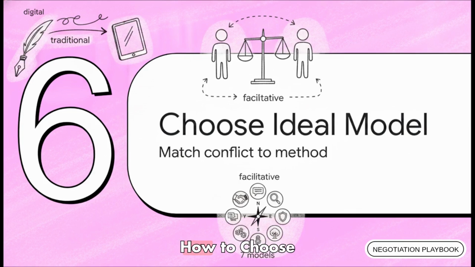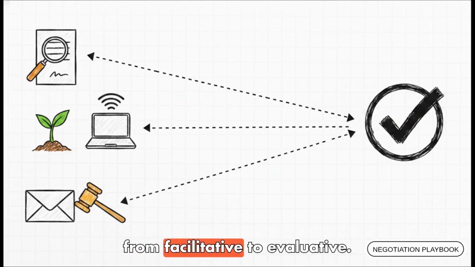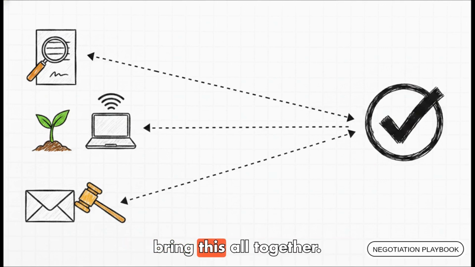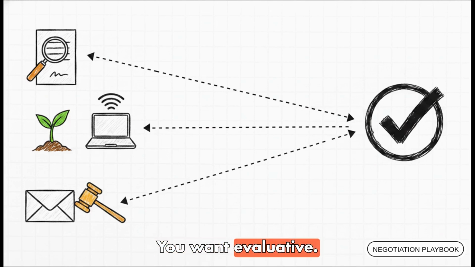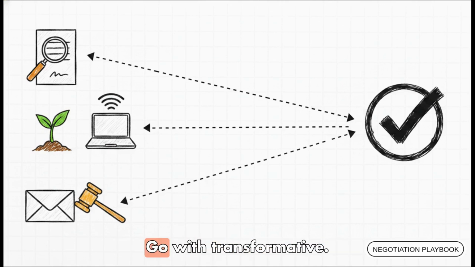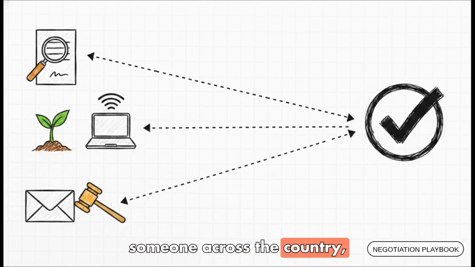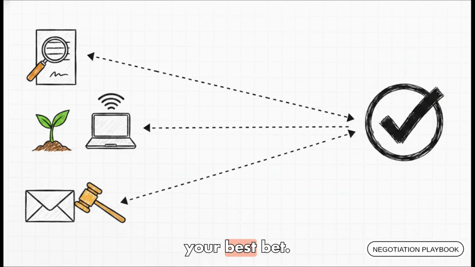Finally, Section 6, how to choose the ideal model. It is time to match your conflict to the method. We have covered so much ground today, from traditional to digital, from facilitative to evaluative. Let's bring this all together. Do you need someone to look at the legal merits and give you a hard, expert opinion? You want evaluative. Is saving a long-term relationship the absolute most important thing? Go with transformative. Dealing with intense anger or someone across the country? E-mediation is for sure your best bet.